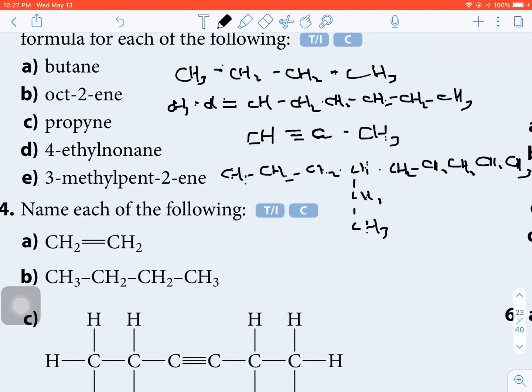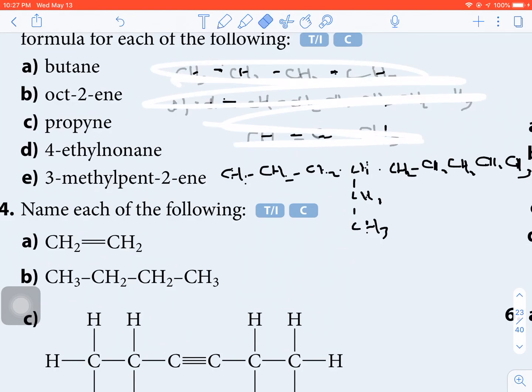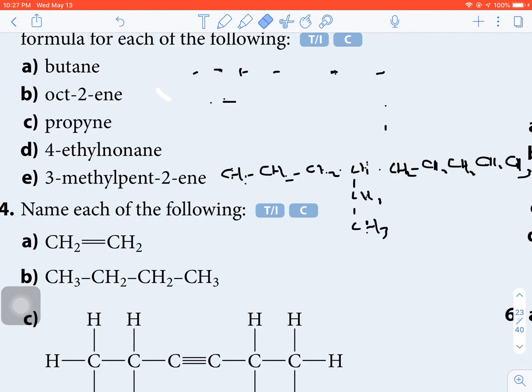And then lastly, I have to draw that 3-methyl pent-2-ene. So I'm going to erase these ones up here. You've got the video, so you can always go back and look at the answers that I've already done, or pause it and just go back to where. So I'm looking at 3-methyl pent-2-ene.